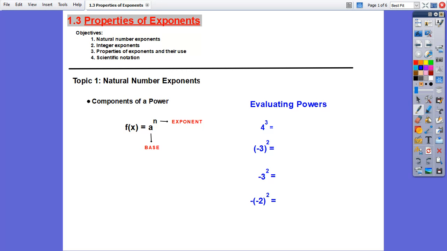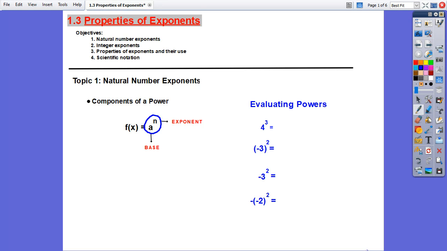Natural number exponents, the components of a power. So the whole thing is a power. When we talk about a power, a lot of times we'll say like 4 to the third power. So sometimes the exponent we call a power, which is fine, but the whole thing's actually a power. The number that's up in the upper right is called the exponent, and then the a in this case is the base. And so the base is really important. We'll be utilizing that concept of base when we get to exponentials and logarithms later in the year.